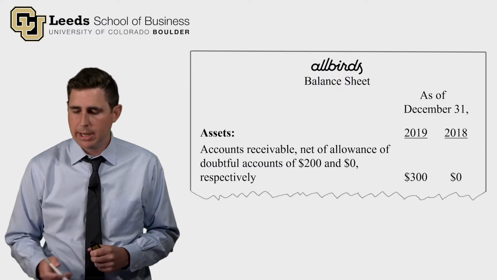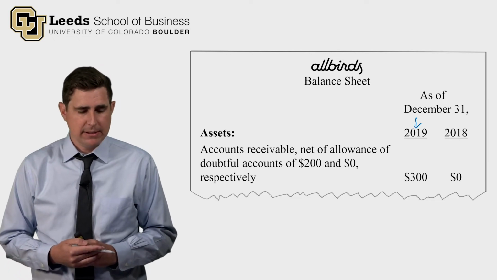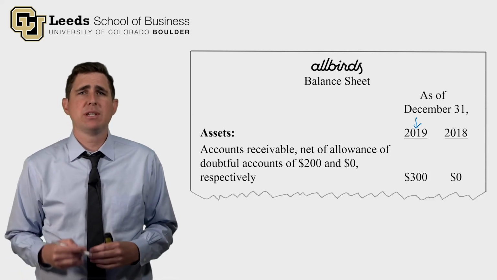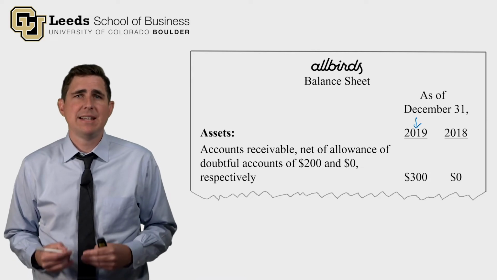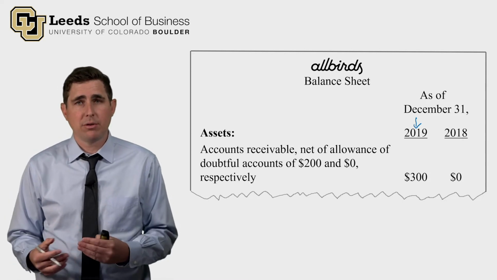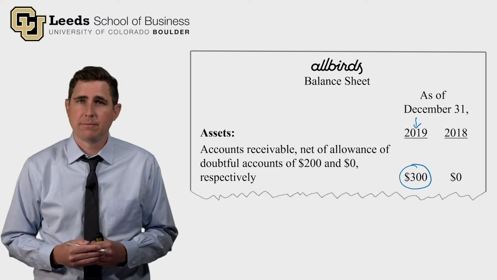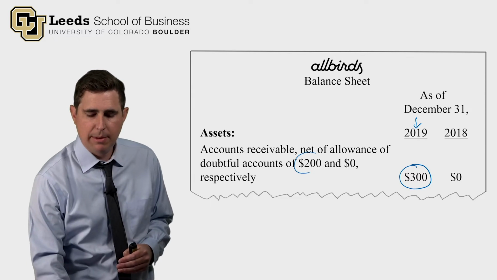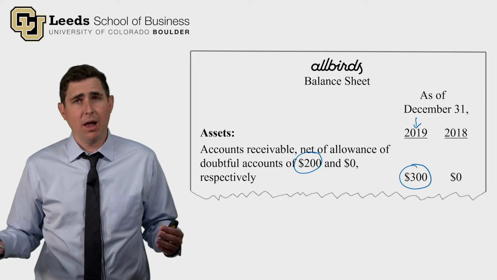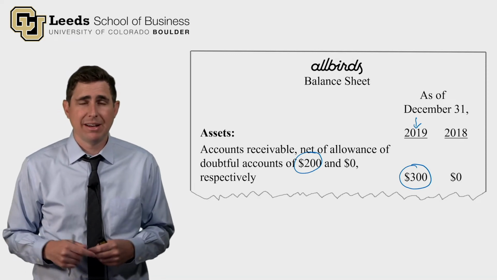Here's what the balance sheet will look like, and let's just pay attention to the 2019 column for Allbirds. This is what it will say is accounts receivable, but it's not gross accounts receivable, it's accounts receivable net. What is it net of? It's net of the allowance for doubtful accounts of $200. So what we show on the balance sheet is a $300 balance. That's the amount we expect to receive, $300. $200 is the amount we don't expect to receive. How much do customers owe us? Well, customers owe us $500 in total, but we only expect to receive $300. So that's what we consider the net asset value.